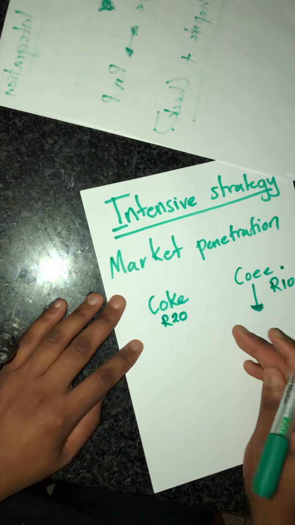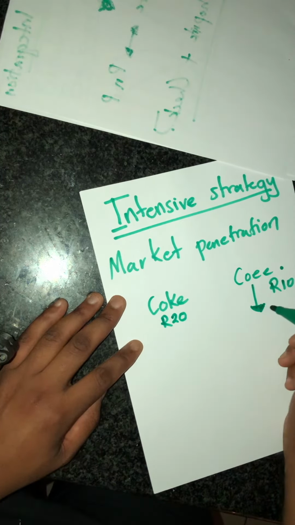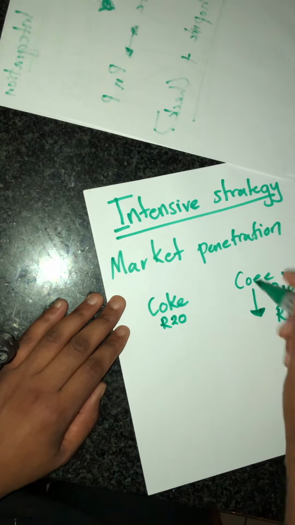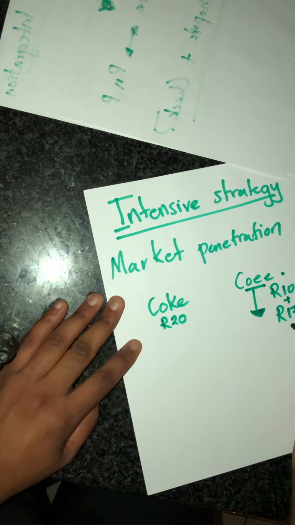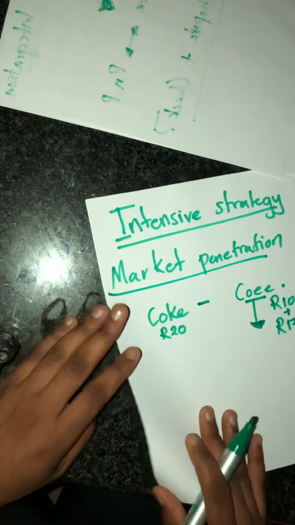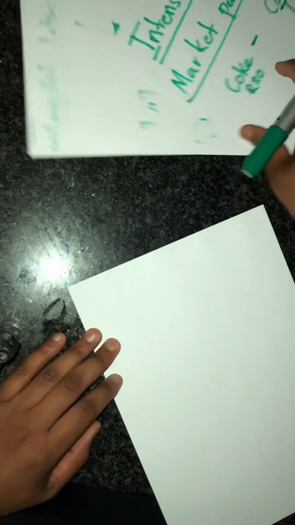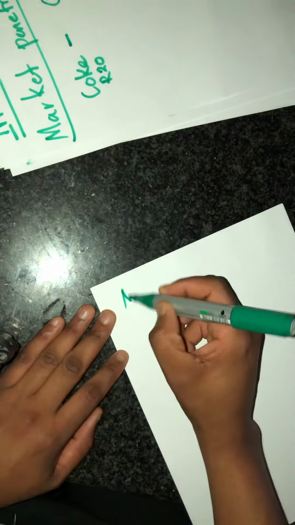And people, obviously, when the prices are low, people demand more of the low prices. But now, Kui could be around 17 Rand. So what people did, they went to buy Kui because of the lower prices, but as time went on, Kui increased its prices up to 17 Rand. So this is called what? A market penetration. And the next type of intensive strategy that we are going to learn about is market development.